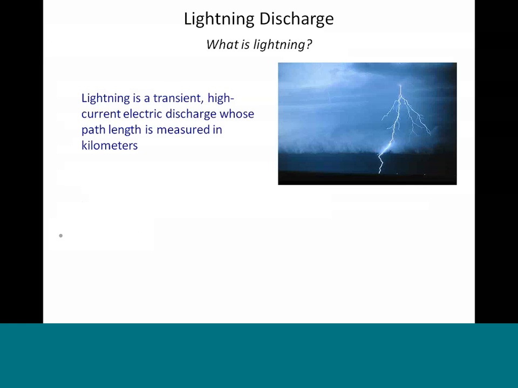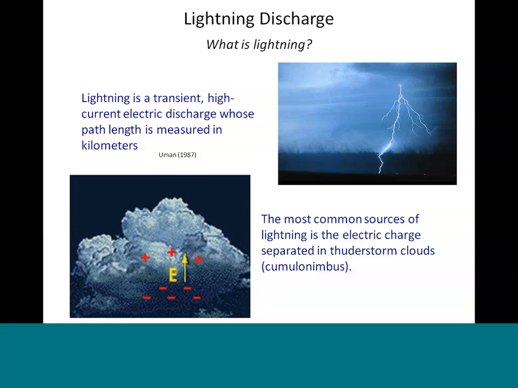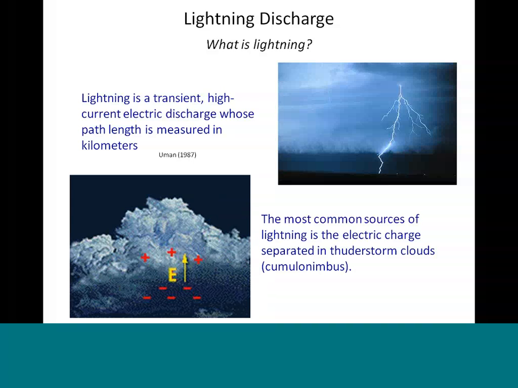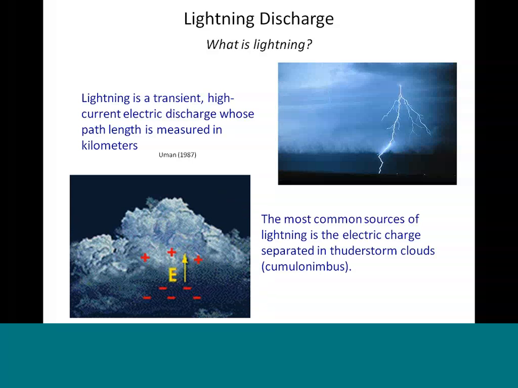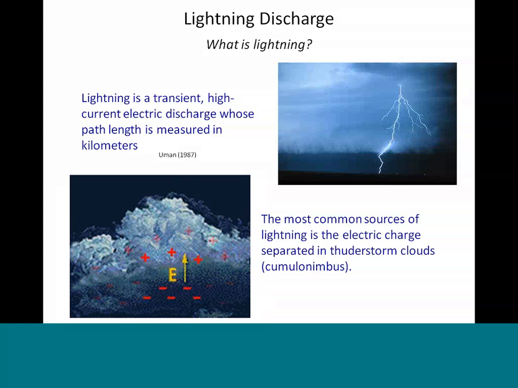What is lightning discharge? Lightning discharge, as defined many years ago, is a transient high current electric discharge whose path length is measured in the order of kilometers, 5 kilometers, 10 kilometers. So it's a pretty long current distribution. The most common source of lightning discharge is charged thunderstorms. The two charge centers are normally separated in the thunderstorms, and these thunderstorm clouds are called cumulonimbus. So this is the main source of lightning discharge worldwide.